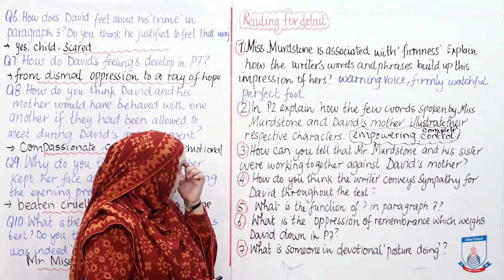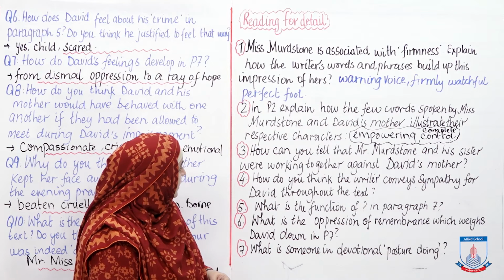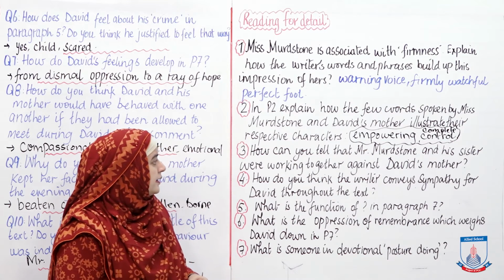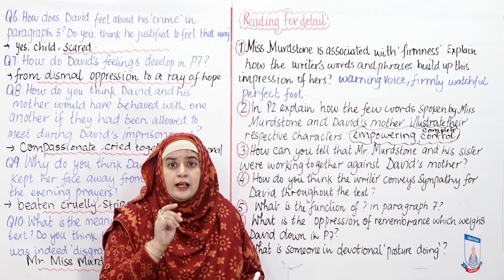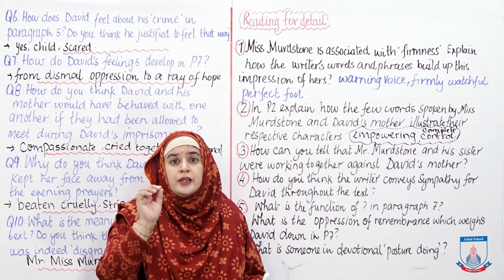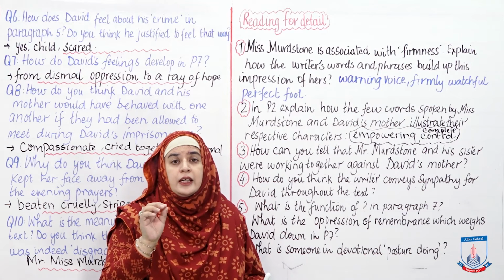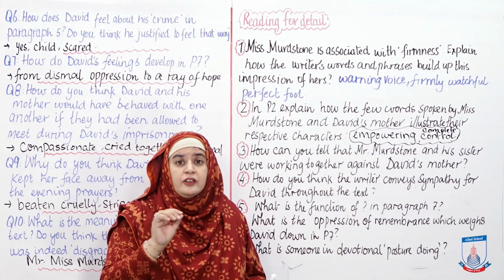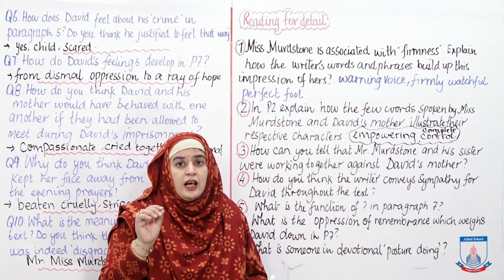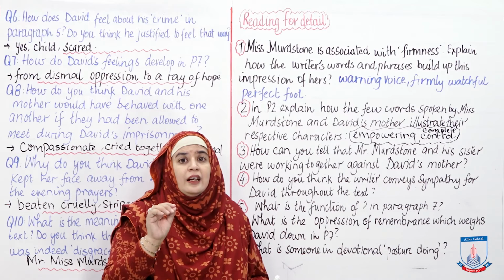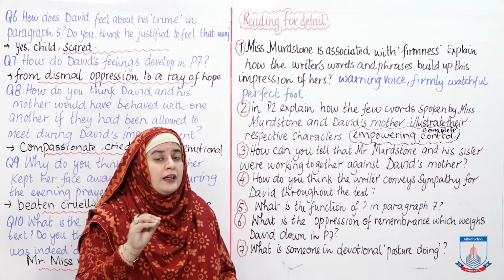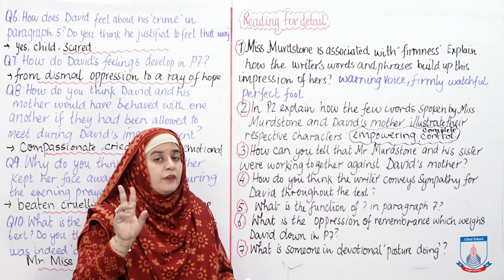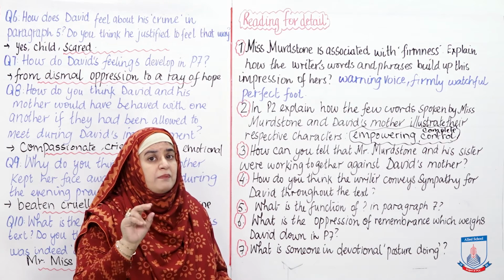Next is, how can you tell that Mr. Murdstone and his sister were working together against David's mother? If you will read paragraph 3, you will find out that Mr. Murdstone, before he was taking David to be punished in his room, winked at Miss Murdstone to tell her that he had all this planned. He had this planned out under his nose. So they were together in planning this massacre.